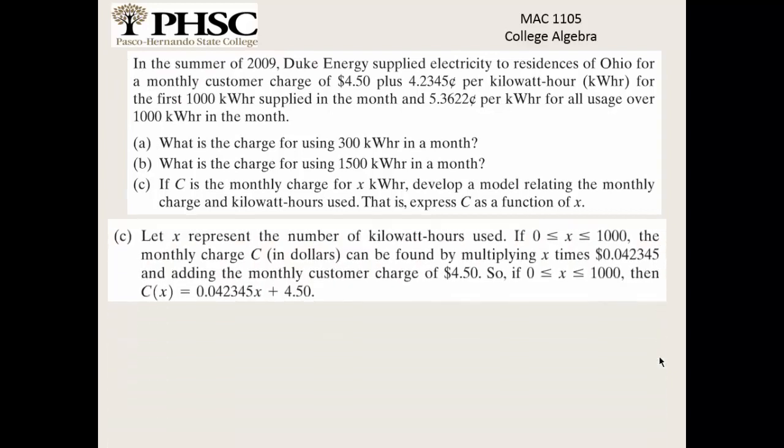So we're going to let x represent the number of kilowatt hours used. Now, if the kilowatt hours is between 0 and 1,000, then the monthly charge C can be found by multiplying x times the 4.2345 cents and then adding the monthly customer charge. So if you use between 0 and less than or equal to 1,000 kilowatt hours, then the function that you're going to use is C of x, which is right there.